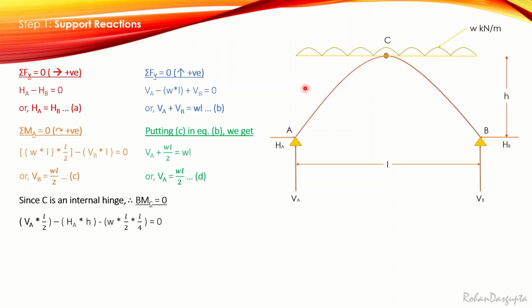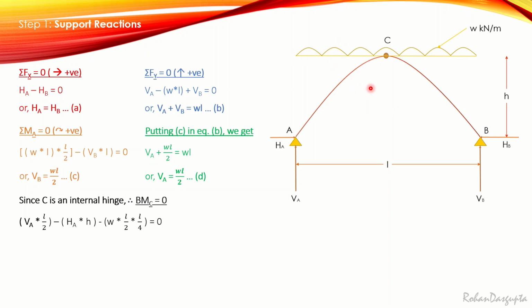So first, considering VA, VA is going to have a clockwise moment about C, so it will be VA multiplied by L by 2. Distance between C and A is L by 2. So VA into L by 2 minus, because HA is going to have a hogging moment, or should I say anti-clockwise moment about C. So therefore, it will be HA multiplied by the perpendicular distance between HA and C, that is H.